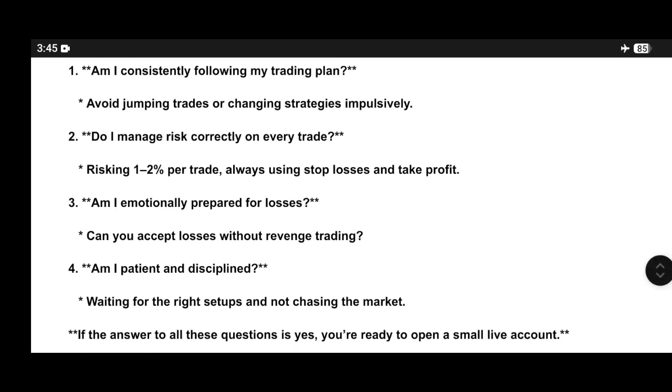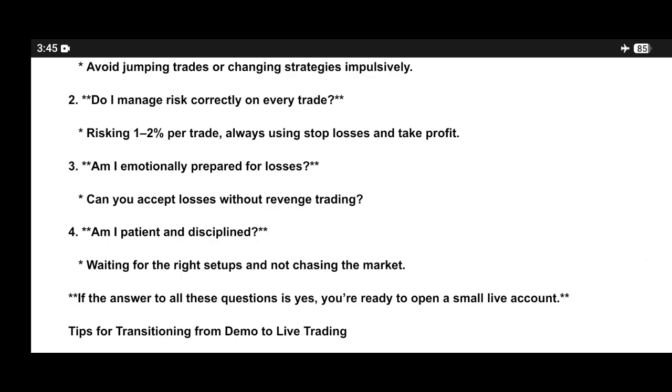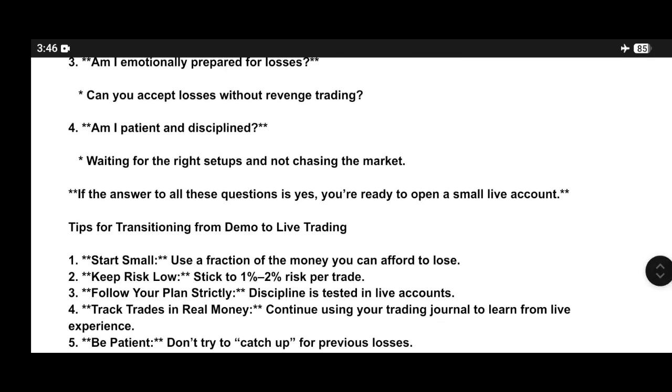Then also ask yourself the third question: am I emotionally prepared for losses? Can I accept losses without revenge trading? Then ask yourself this fourth question: am I patient and disciplined, waiting for the right setup and not chasing the market? If you can answer all these questions yes, then you are ready to open a small live account. Are you getting me?